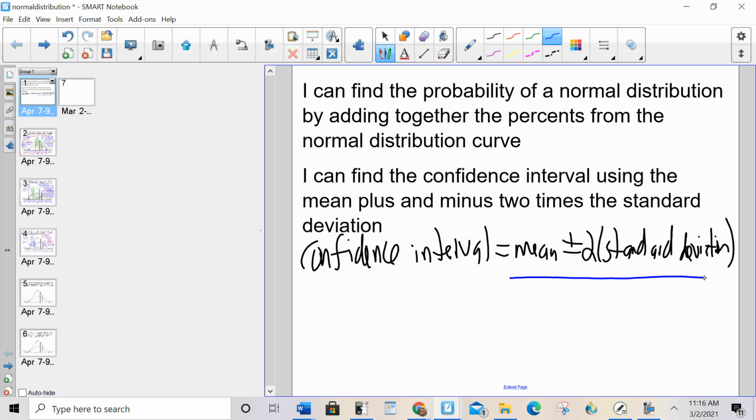The classwork/homework is going to be to finish this assignment. And in the next lesson, we're going to learn how to do this without the curve.